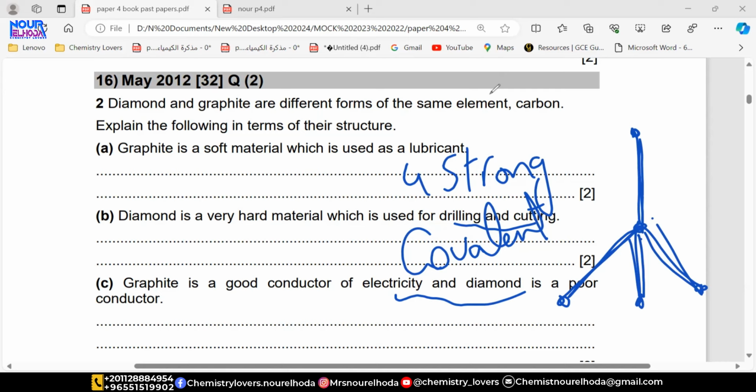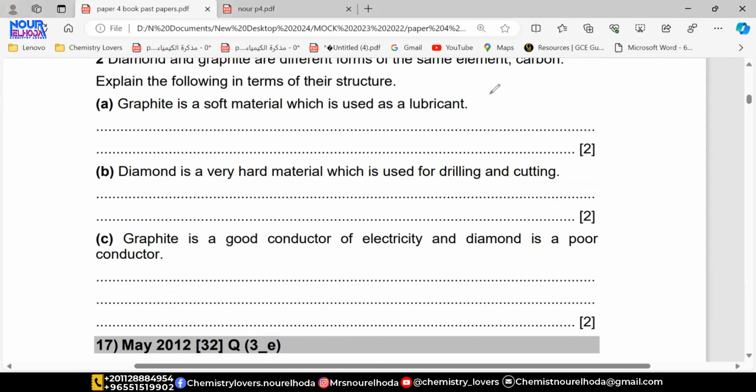But take care. This question, look, how many marks are there? The question is 2 marks. Since it's 2 marks, what should I do? You need to do 1 and 1. Since it's a good conductor of electricity, you need to say for graphite because it has free delocalized electrons. But diamond is a poor conductor because it doesn't have free delocalized electrons. Okay?